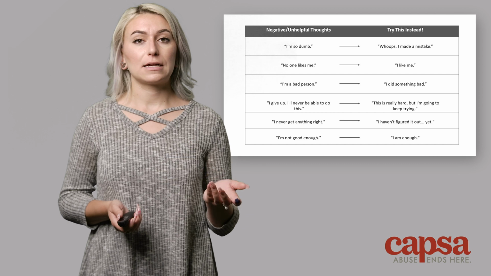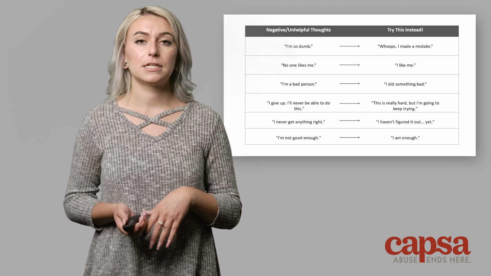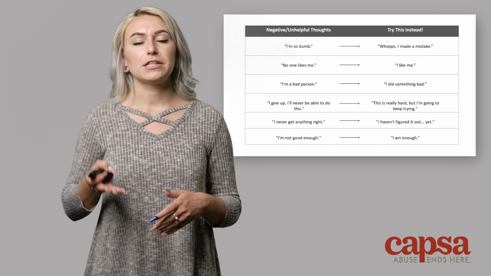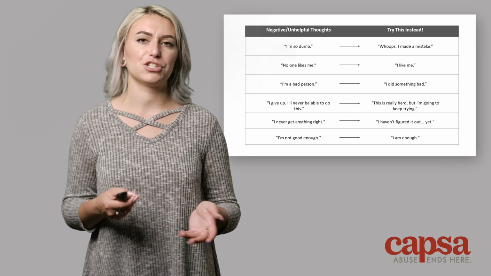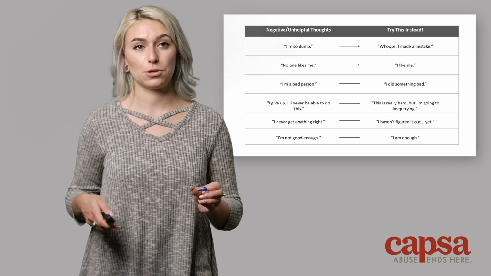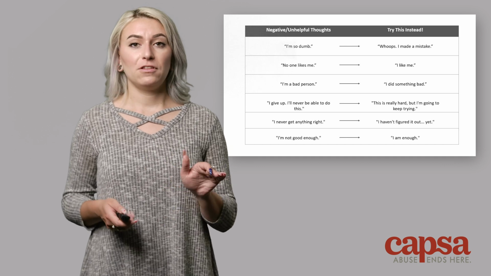Okay, so this next slide, like I mentioned, is different negative and unhelpful thoughts, and then what people could say instead, just as examples, to give the students more examples, or if you need somewhere to pull from. So that's the end of the first activity.